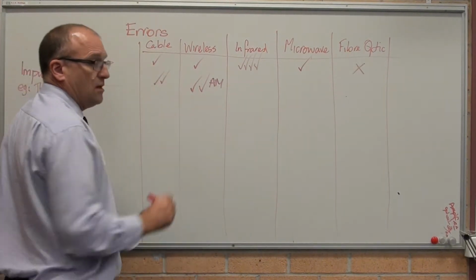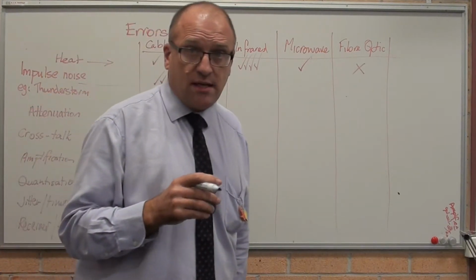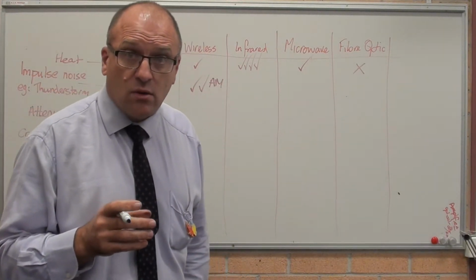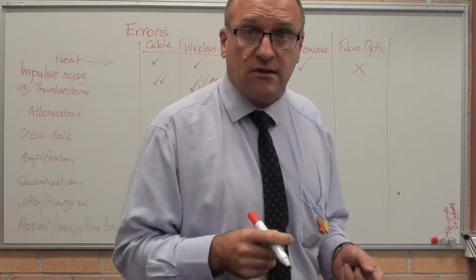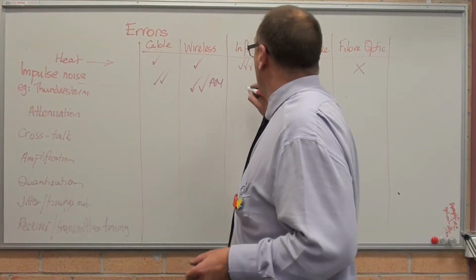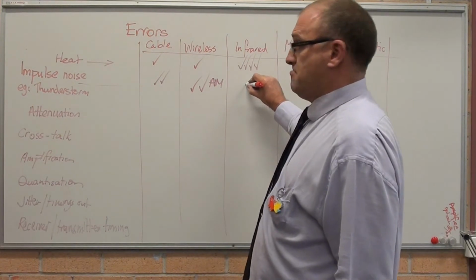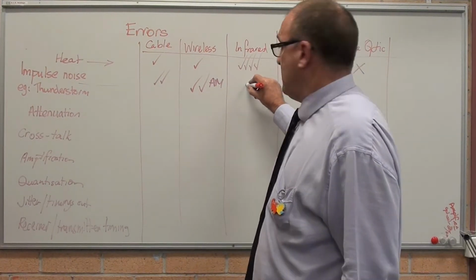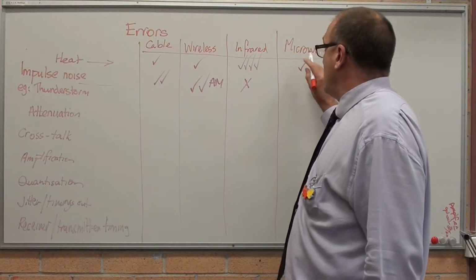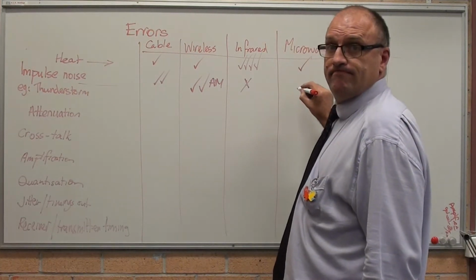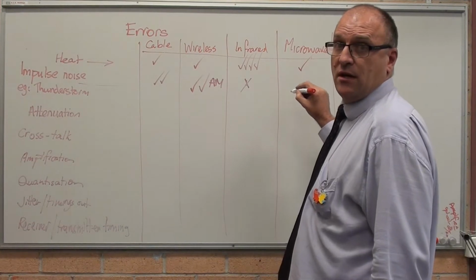Cables pick up the same electrical signal. A cable is an aerial. If there's a thunderstorm outside, then the cable is picking up the electrical signal. Infrared isn't really affected by impulse noise. Microwaves produce a lot of impulse noise.